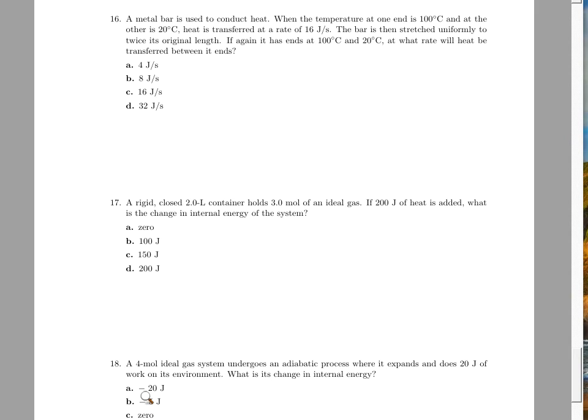16. A metal bar is used to conduct heat. When the temperature at one end is 100 degrees Celsius and at the other is 20 degrees Celsius, heat is transferred at the rate of 16 joules per second. The bar is then stretched uniformly to twice its original length. If again it has ends at 100 degrees Celsius and 20 degrees Celsius, at what rate will the heat be transferred between its ends? Oh, this one's weird.